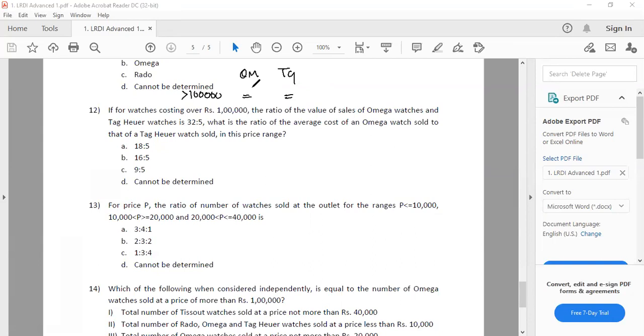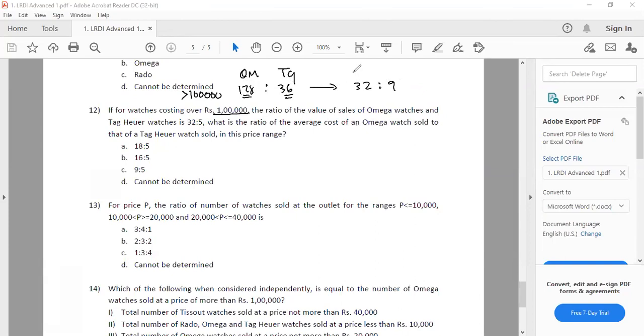For above 1 lakh, yes, above 1 lakh. That is what was asked, right? 128 is to 36. Okay. So that ratio is how much? Cancel the 4. 32 is to 9. Correct. Yes. Ratio is 32 is to 9.